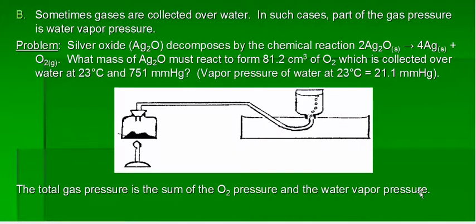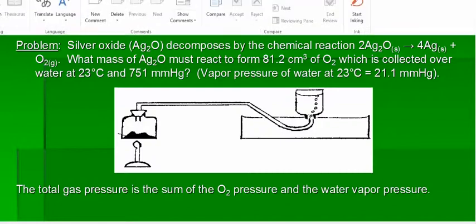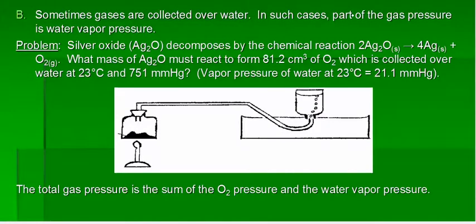Sometimes gases are collected over water, and in such cases, part of the gas pressure is water vapor pressure. Let's look at this example. We have a solid, in this case, silver oxide, which is heated. Heating decomposes that solid, acts as a catalyst. So silver oxide is decomposed. It releases a gas. That gas is bubbled through water. So here's my water tank. The gas is bubbled through the water into the collection bottle up here. Well, the gas that's collected up here in this bottle is a mixture of oxygen and water vapor.